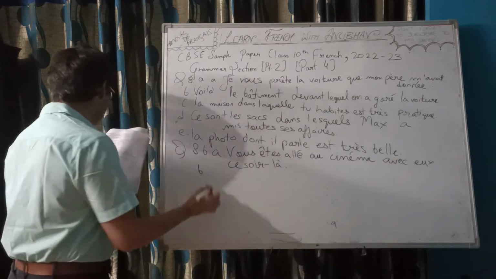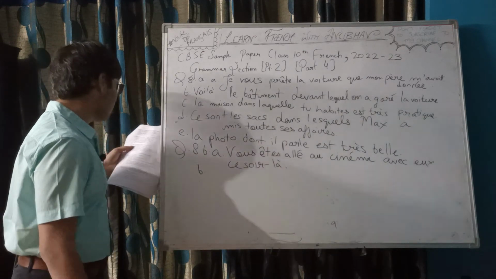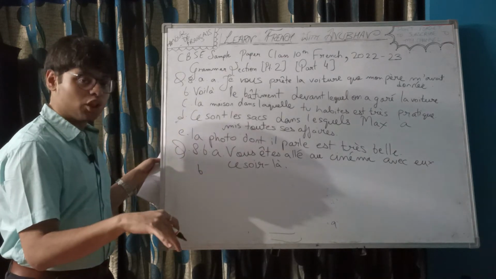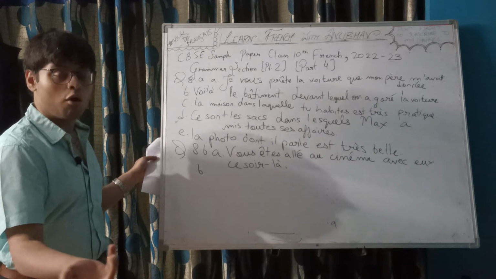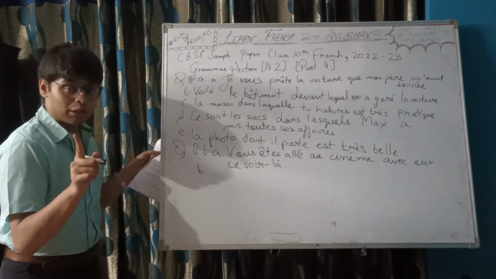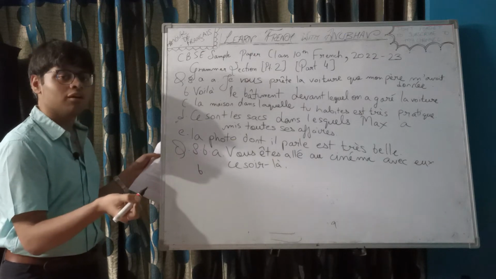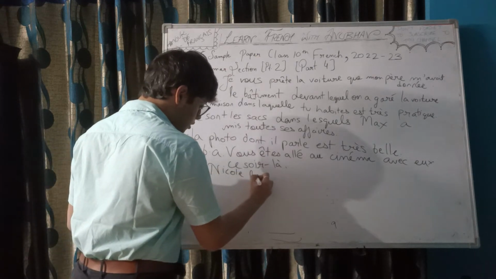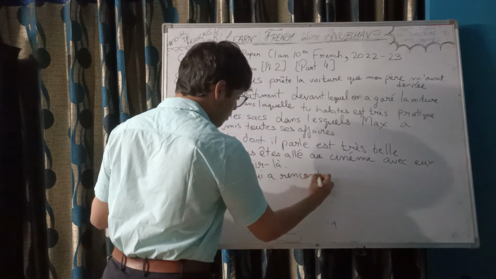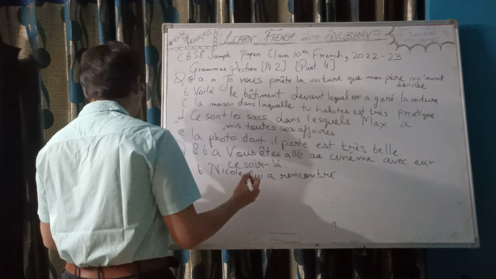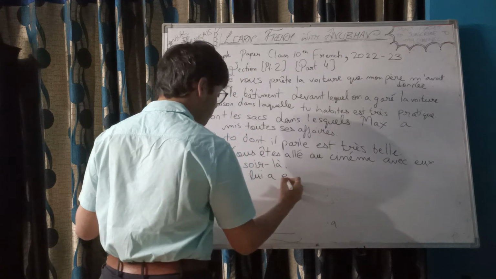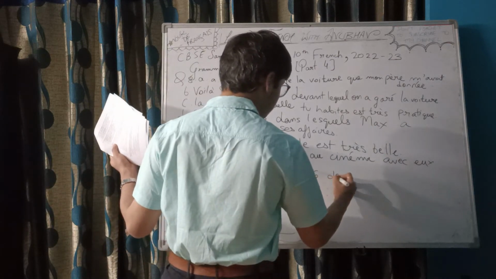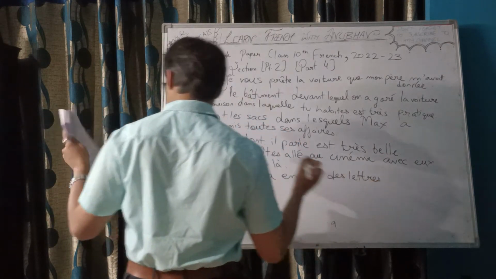B part, Nicole a envoyé des lettres à son ami français. À son ami français is underlined. Person preceded by the preposition à, indicating the indirect object pronoun, COI, complément d'objet indirect. For singular, that is lui. Placement will be before the past participle. So, Nicole lui a... sorry, envoyé. Nicole lui a envoyé des lettres. Very easy? Yes, it is very easy.